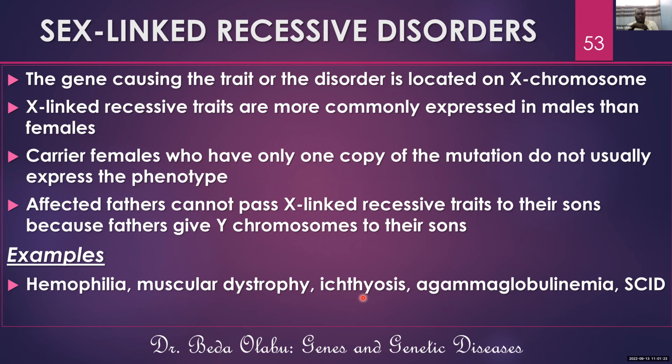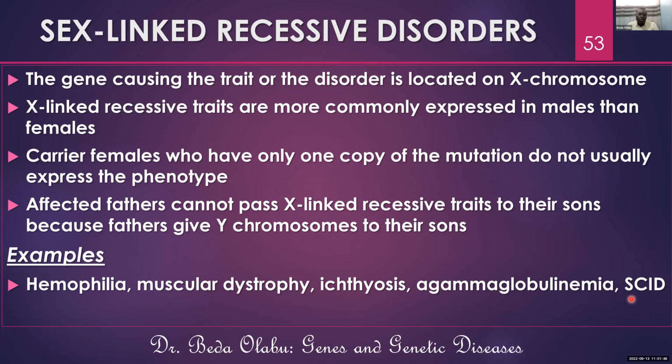So maybe let me tell you something. Ichthyosis is where the skin looks like that of reptiles, very scaly. Agammaglobulinemia is basically absence of gamma globulins. So this is an immune disorder. SCID stands for severe combined immunodeficiency disorder. So these are congenital immunodeficiency syndromes.